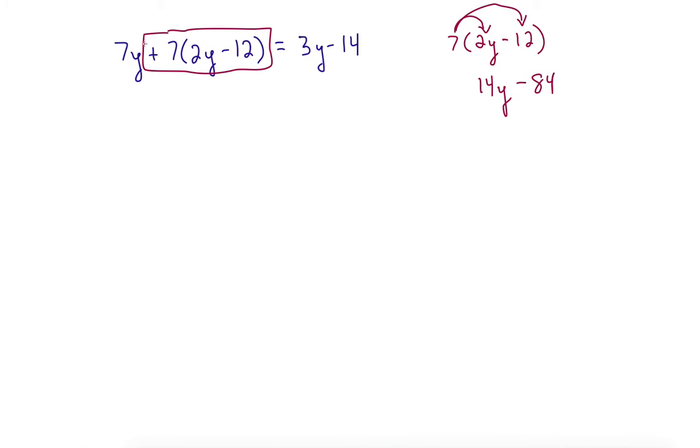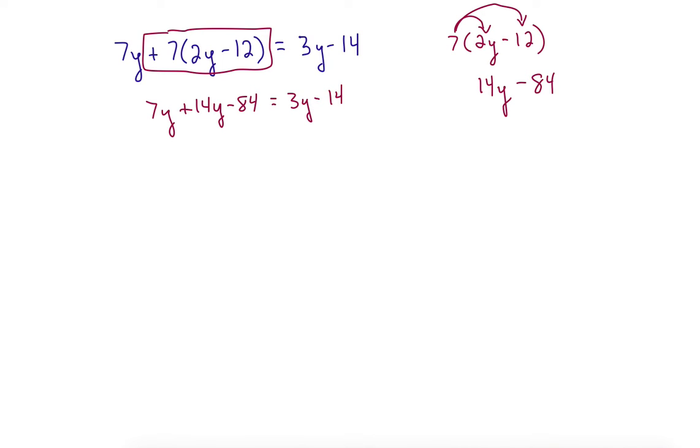Okay. So when I distribute this, when I take care of what's here in the box, I'm left with 7y plus 14y minus 84. Now again, this is a plus sign here because 7 times 2y is positive 14y. So there's the plus 14y. And let's finish the equation here. So equals 3y minus 14.